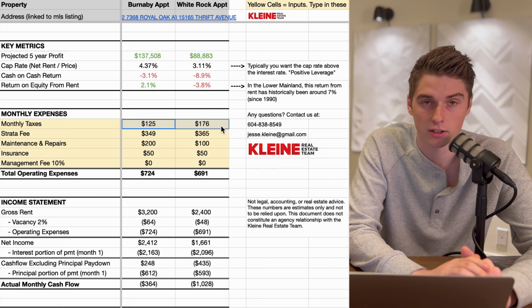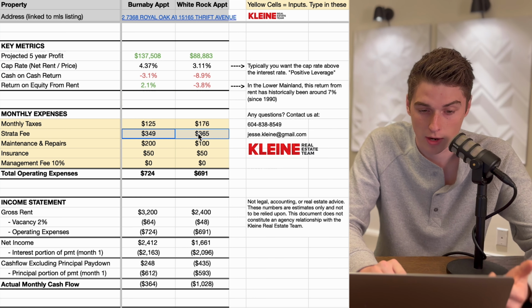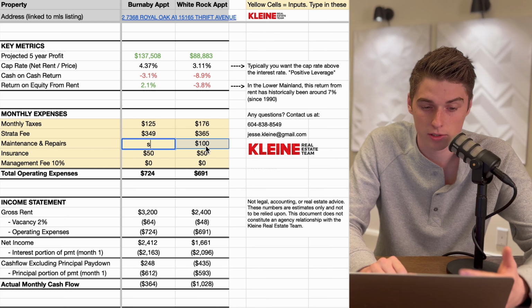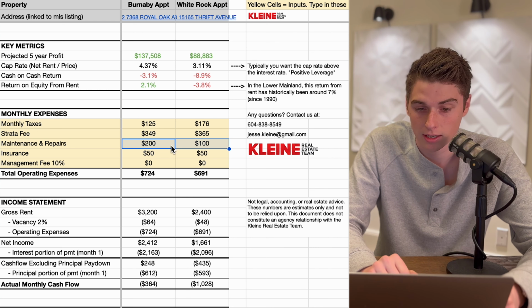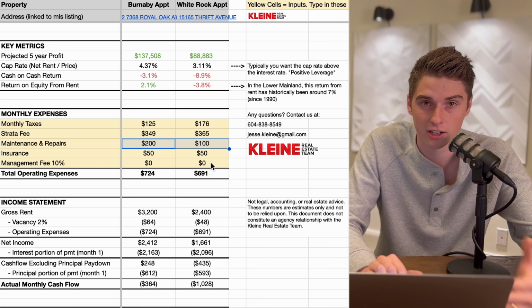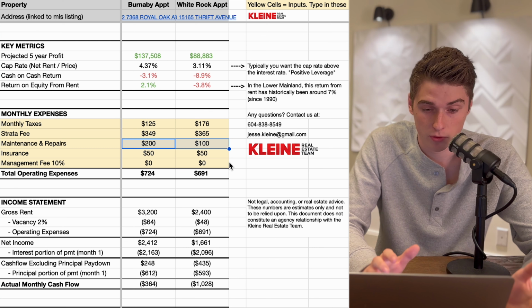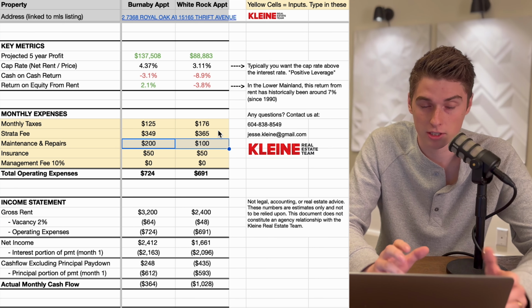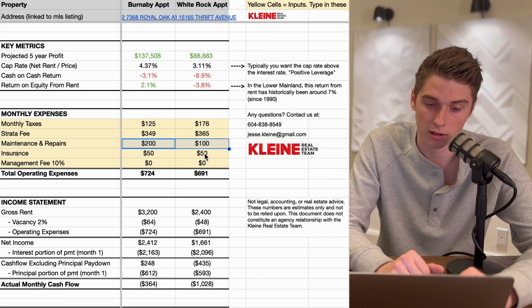And pull off the monthly taxes from the listing report. So in this case, you have a yearly tax of $1,505 and divide that by 12 to get our monthly taxes. Strata fee, $349. Maintenance and repairs, $200. That's just an estimate. You can see for the White Rock condo, we said $100. So, this is per month. So $1,200 a year, $2,400 a year. In comparison, it's older. You're going to have more repairs. Of course, that's just an estimate, so it can fluctuate there.